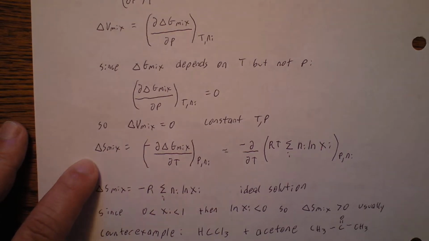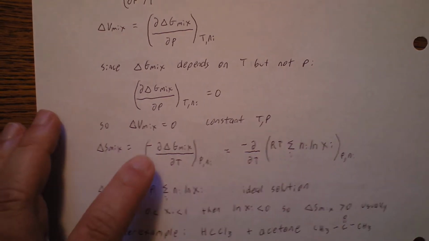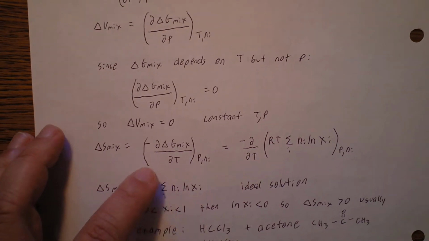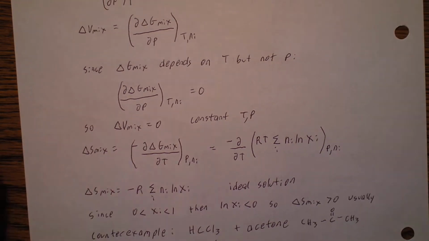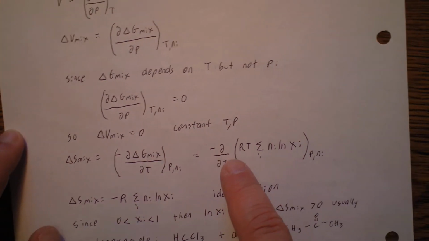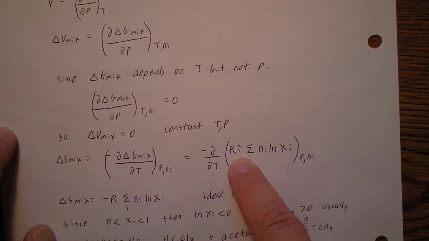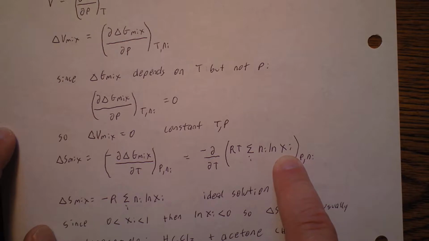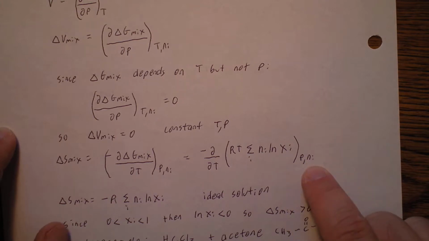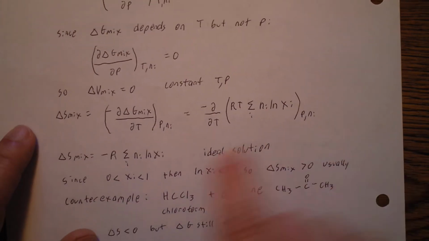Now, the change in entropy from mixing is going to be equal to minus the partial derivative of the change in Gibbs free energy from mixing with respect to temperature, holding pressure and the number of moles of each substance i constant. And that's going to be equal to minus the partial derivative of this whole term with respect to temperature. This term meaning the gas constant R times absolute temperature times the sum over all substances i of the number of moles of each substance i times the natural log of the mole fraction of each substance i. This is a subscript i. And that's holding pressure and the number of moles of each substance i constant, of course.